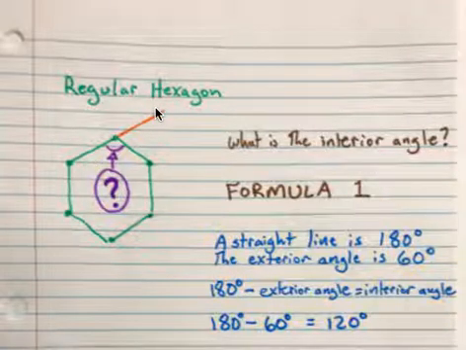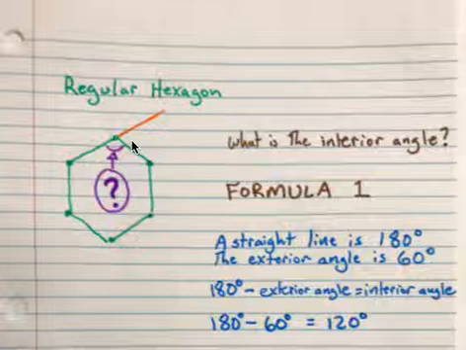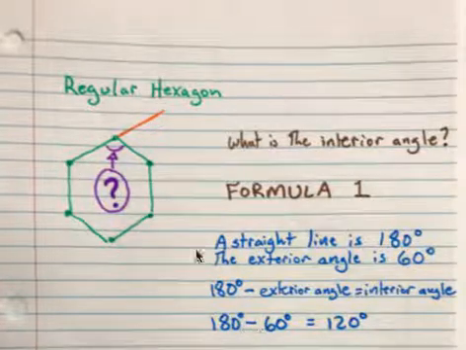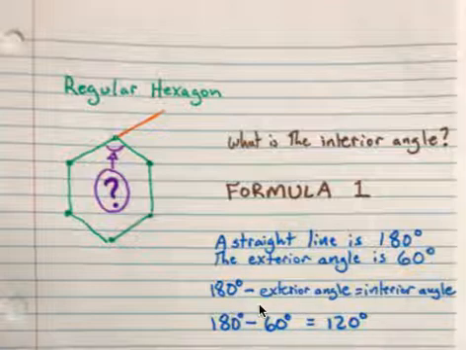So this straight line is 180 degrees. And if you know that this angle here is the exterior angle, which is 60 degrees. So a straight line is 180. The exterior angle is 60. Well, we know that the interior angle here, and they're all going to be the same. Remember, they're all going to be the same. This interior angle is going to be the difference between 180, which is a straight line, and 60 degrees, which is the exterior angle. So 180 minus exterior angle equals interior angle. 180 minus 60 equals 120. So that's 120, that's 120, that's 120, and that's 120, and that's 120, and that's 120.